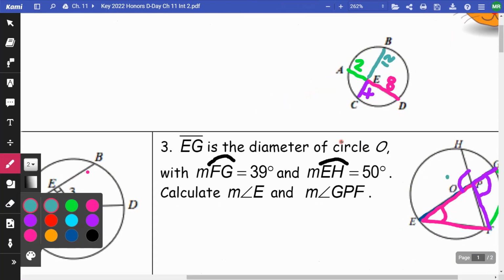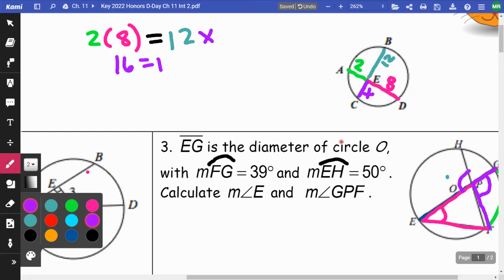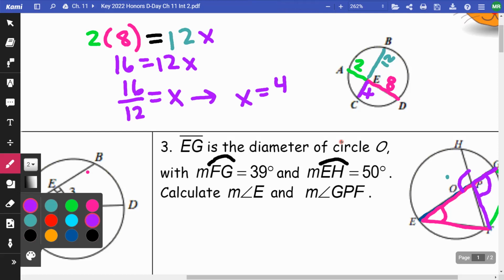So I am going to multiply those two segments of AD, AE, which is 2, times ED, which is 8. And that product needs to be the same as the other two segments multiplied together, which is 12, which is EB, and X, which is EC. And that's what I'm trying to find. So I'm going to end up with 16 is equal to 12x. I divide by 12, I get 16/12. And if I reduce that by 4, that is going to be 4/3. And that is the length of EC.